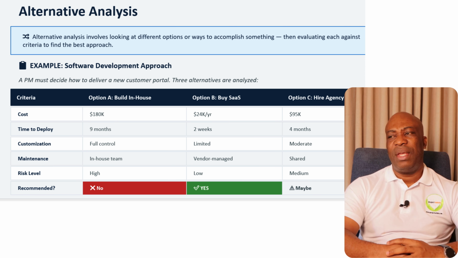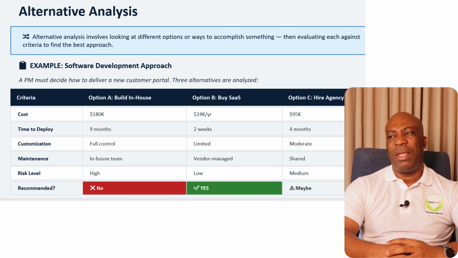Then at the end of the day, using the criteria that you were using for evaluation, you are now able to make a decision, or you are now able to make a recommendation as to what is your final recommendation, which option should be taken. And probably you might want to document additional information as to why you decided to go for that option. So alternative analysis is very, very important when it comes to data analysis in a project.